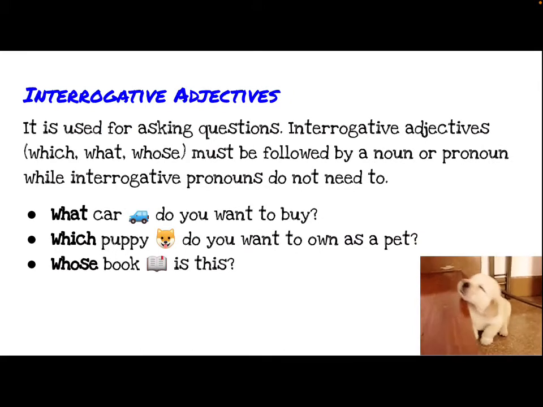Interrogative adjectives are used for asking questions. Interrogative adjectives, which are which, what, and whose, must be followed by a noun or pronoun, while interrogative pronouns do not need to. For example, what car do you want to buy? Which puppy do you want to own as a pet? Whose book is this? The interrogative adjectives in the examples here are bolded.